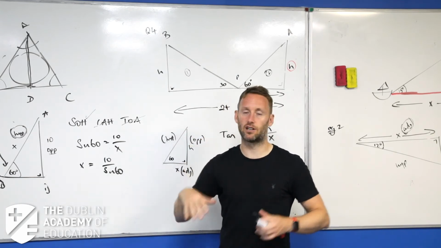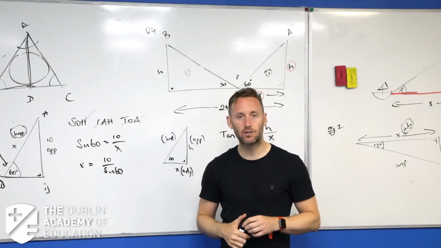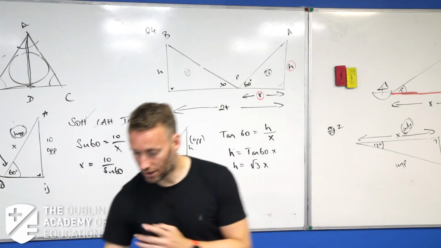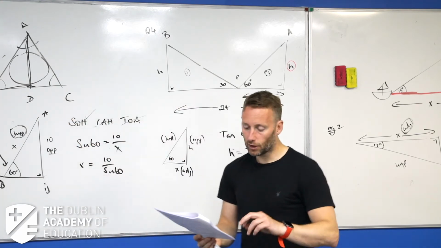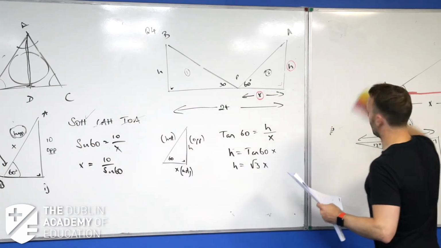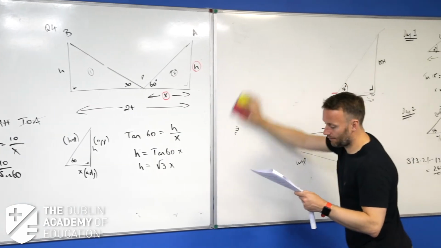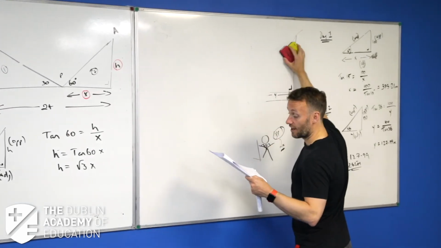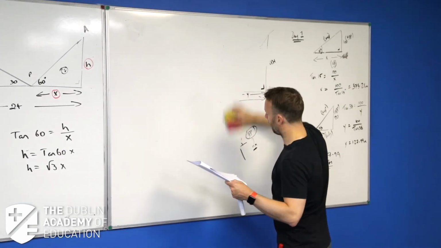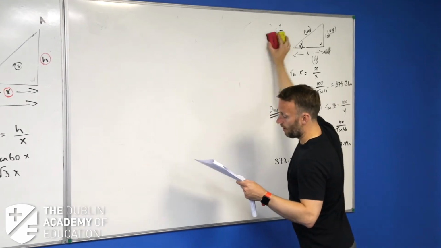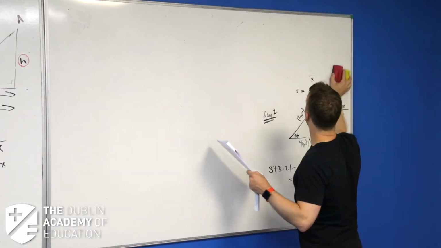Trig, Pythagoras, sin, cos, tan, done. Right? That's the way we're going to do it. So that's the first part of the question. The second part, B, it says, from P, the angle of elevation to the top of pole B is 30 degrees. Find H, the height of the two poles.